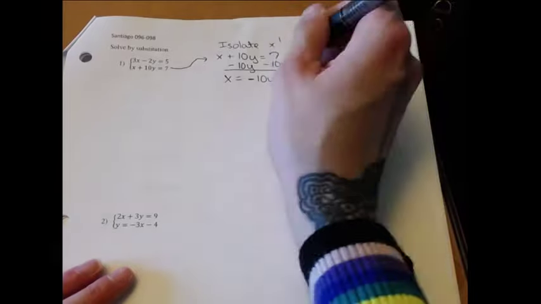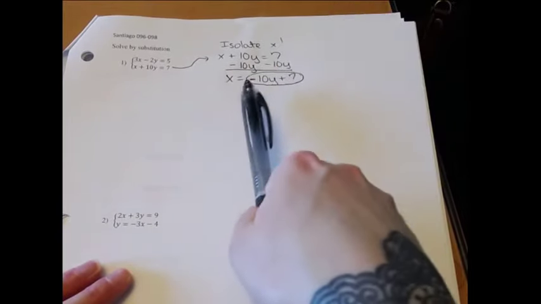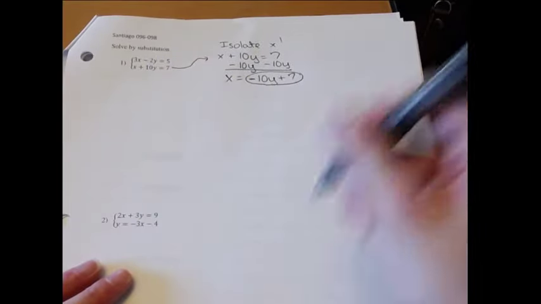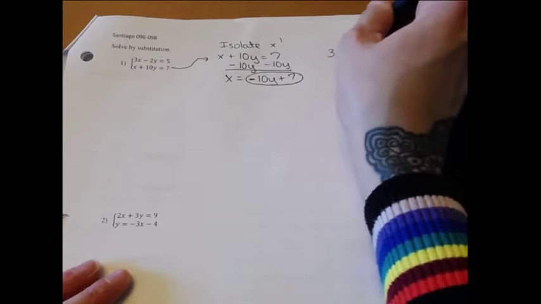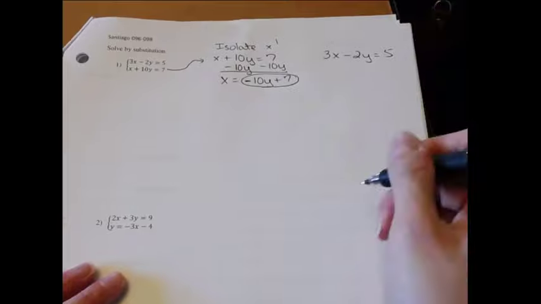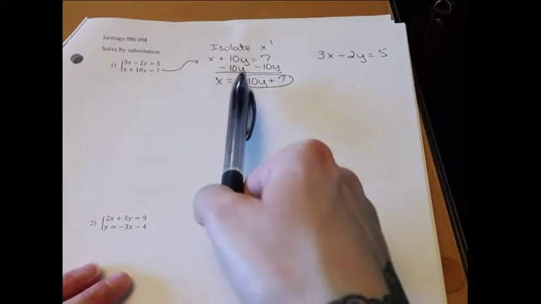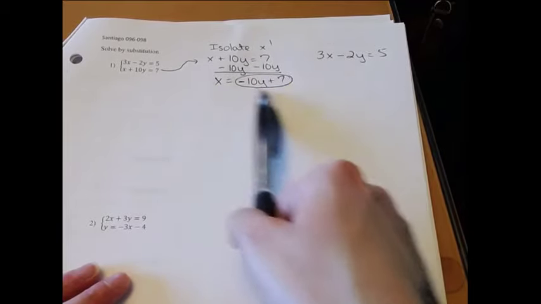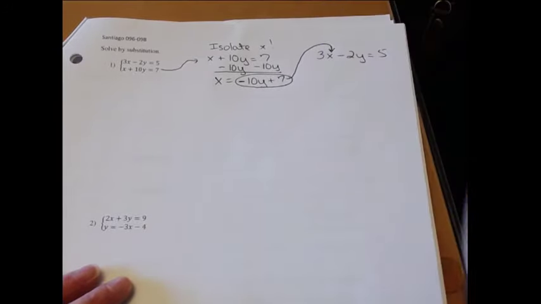Once you isolate x in the second equation, we are going to take this expression and plug it into the first equation. So I have 3x minus 2y is equal to 5. But I know what x is. X is negative 10y plus 7. X is this entire expression. So I'm going to take this entire expression and plug it in for x.